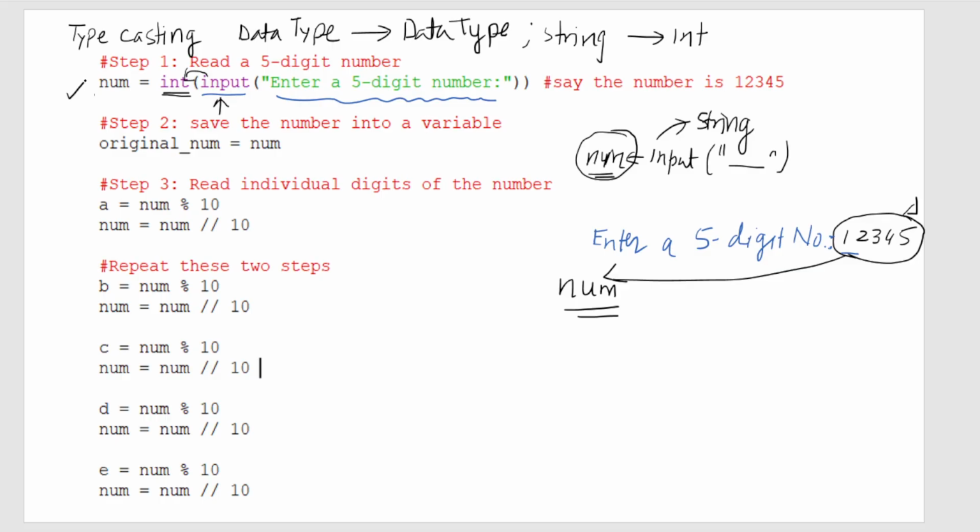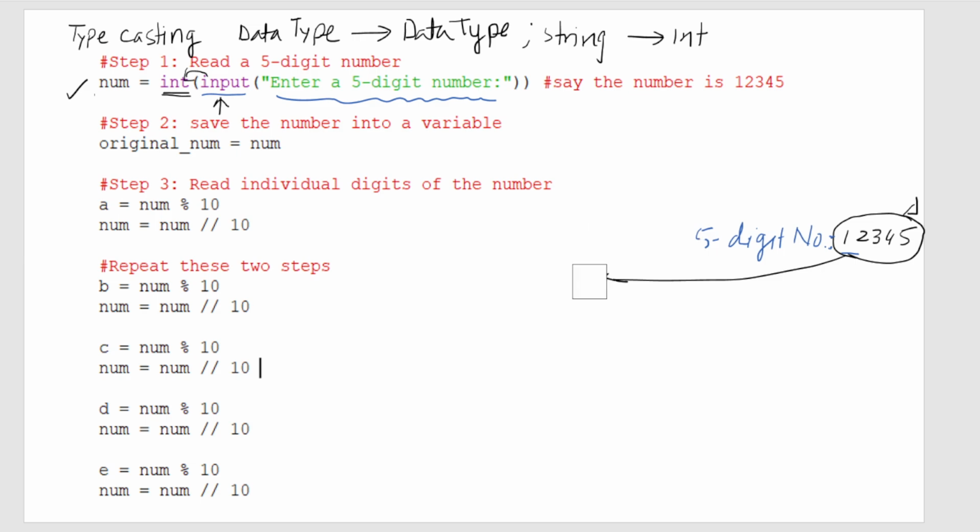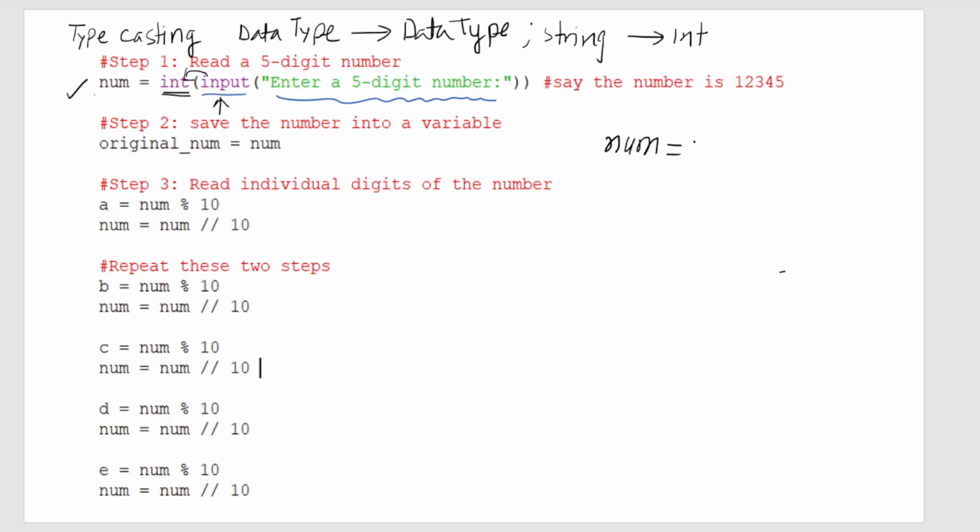Let us say that we have read a value 1 2 3 4 and 5. So num now has the value 1 2 3 4 5. So you understand this concept that we implemented. We have read a value 1 2 3 4 5 from the user and assigned it to the variable called num. Num now has the value 1 2 3 4 5, and this value is not a string, it is an integer value.